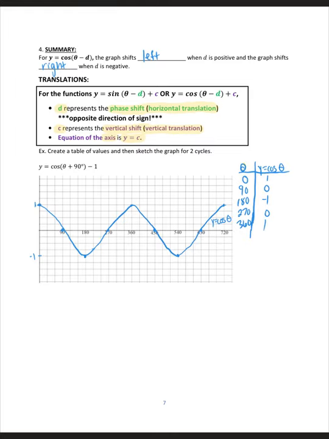Okay, so now let's look at our transformations that we're doing here. We have a plus 90 inside of our bracket. So remember that is going to be a horizontal shift, and that's going to shift left because the plus tells us it's going left. And then if we have a minus 1, that tells us if we're going to move up or down. And since it's a minus 1, we're going to move down.